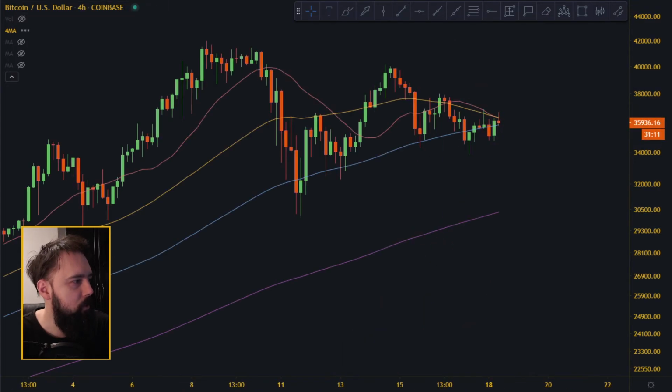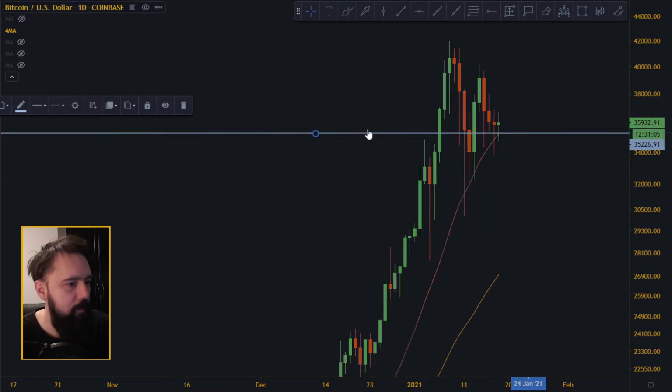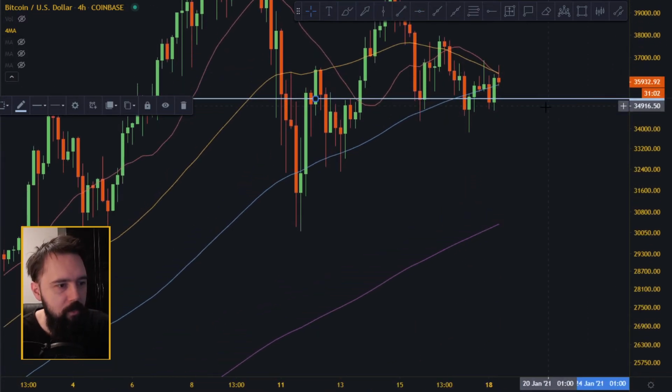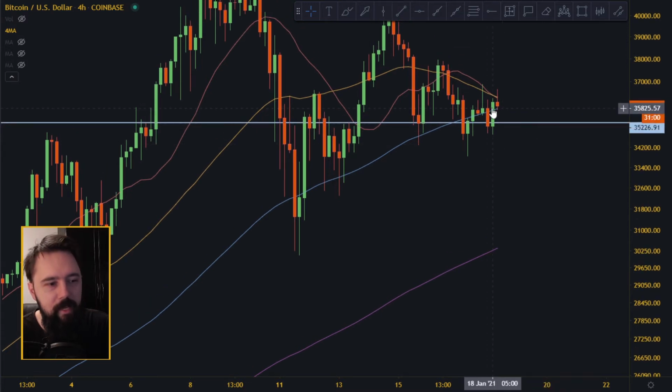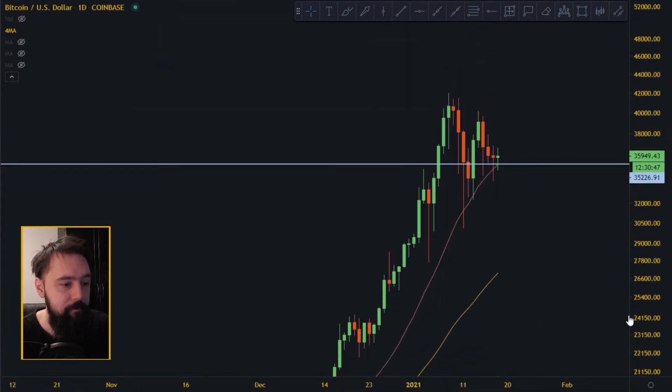So let's put a horizontal line right over here on the daily, and you can see already that it doesn't take that long before the line is broken over here, right? And once it's below this line, it's below the 20 moving average on the daily, and that's really, really bearish if we close below it.